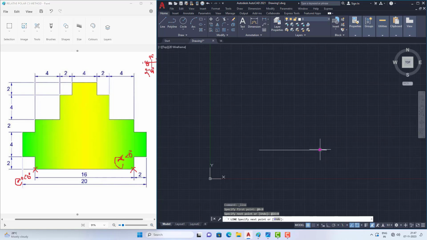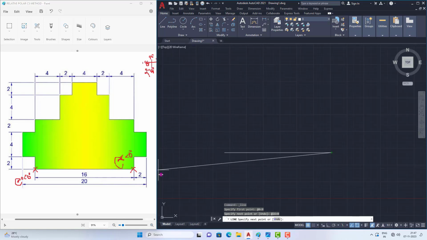So this is the 16 line. I want to reach here. What is the distance? Here it has given 2. So we need to move 2. So @2<90 degree. It is in the upward direction, and upward is 90 degree. So @2<90 and press enter.